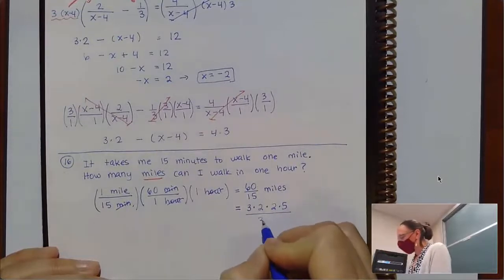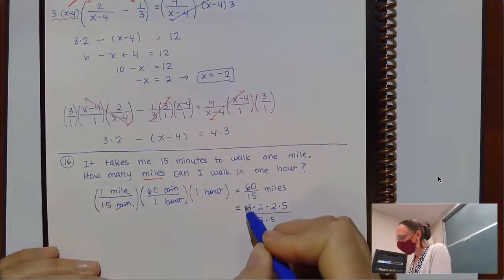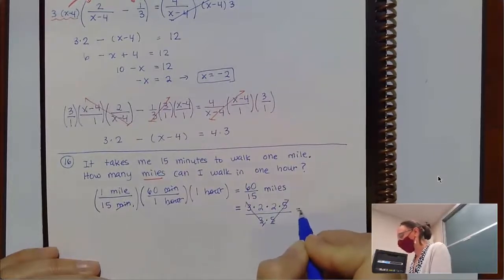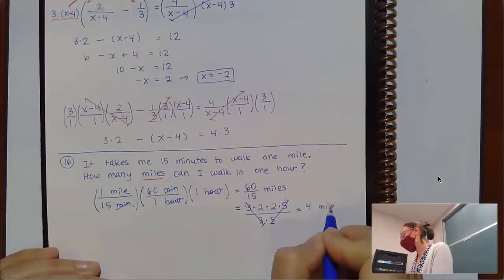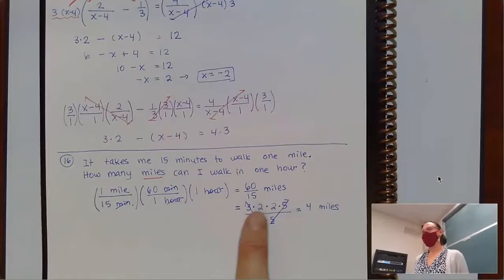And 15 is 3 times 5. So that means that my 3 over 3 becomes a 1 and my 5 over 5 becomes a 1. My final answer is 2 times 2 or 4 miles. And if you know that 60 divided by 15 is 4, you don't have to write any of that out. You can just write 4 miles. That's totally fine.